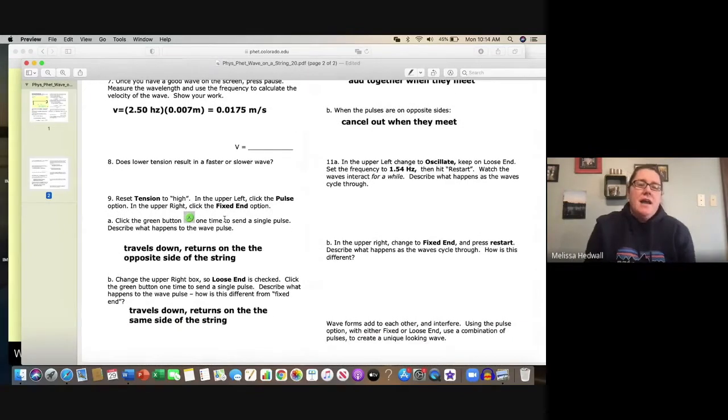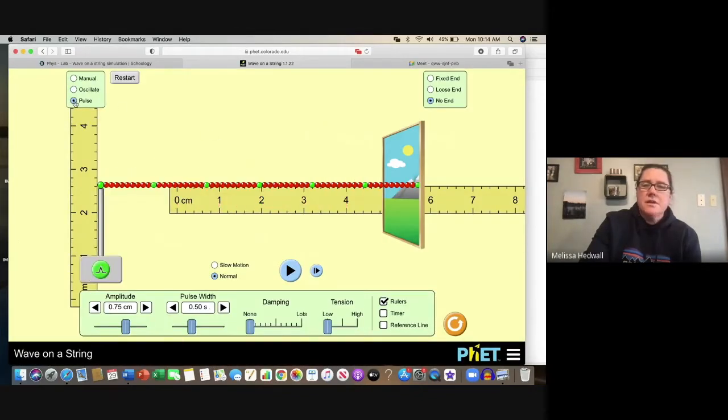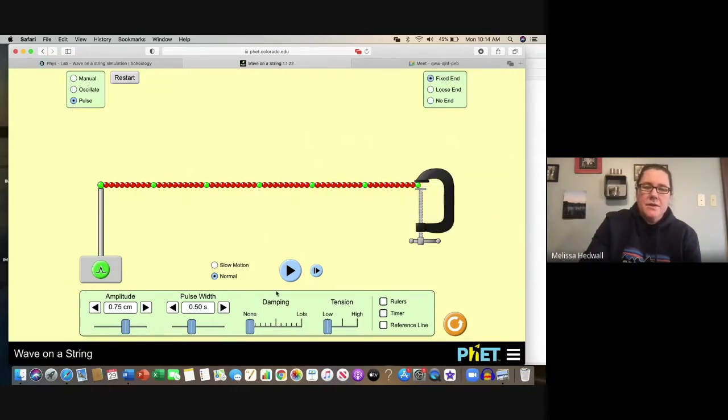Reset the tension to high. In the upper left, click the pulse button. Upper right, click fixed end option. And then the green button to pulse it and talk about what's going on here. So we're going to go to pulse. I'm going to fixed end. So that just means it's locked in. I'm going to take the rulers away. I'm just going to pulse it one time.